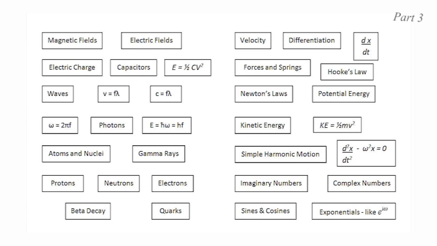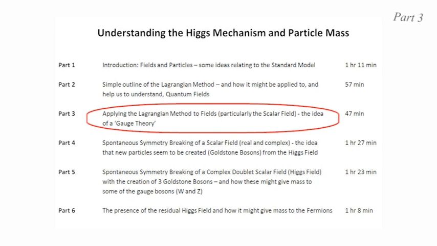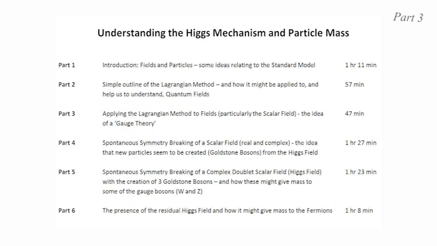A lot of new ideas will need to be introduced, and although these are no more difficult than the concepts shown here, they will require a good deal of work if they are to build up to a coherent understanding of the Higgs mechanism and to try and understand what's really going on. This is part 3, in which we will try to apply the Lagrangian method to fields, and in particular to the scalar field. As we explore this further, it should lead to an understanding, eventually, of the Higgs mechanism.